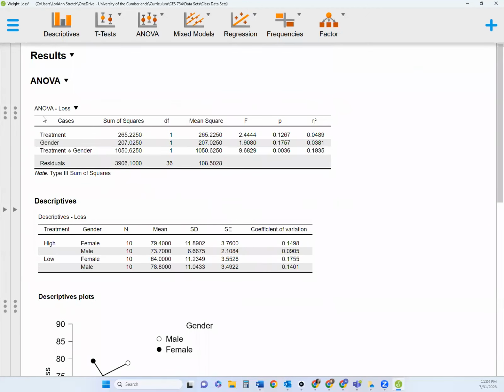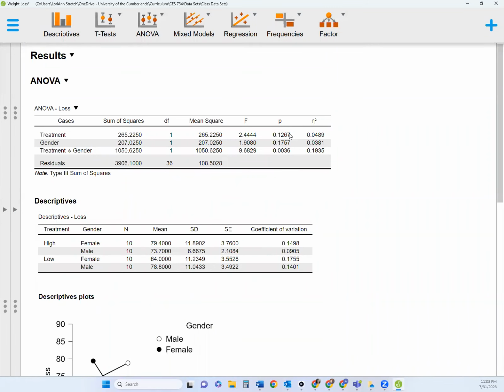All right, so I'm going to go all the way to the top to my source table. This is the source table, and I'm going to look at my first main effect, treatment. I'm going to go across, and I'm going to go to P here to determine if it's significant. In this case, it exceeds 0.05, so it is not significant. So treatment did not demonstrate significant differences between high and low. I'm going to look at gender next. In gender, it's 0.1757. Again, this exceeds 0.05, so I'm not seeing any significant difference between male and female. However, when I go to my interaction, I am seeing a significant finding.